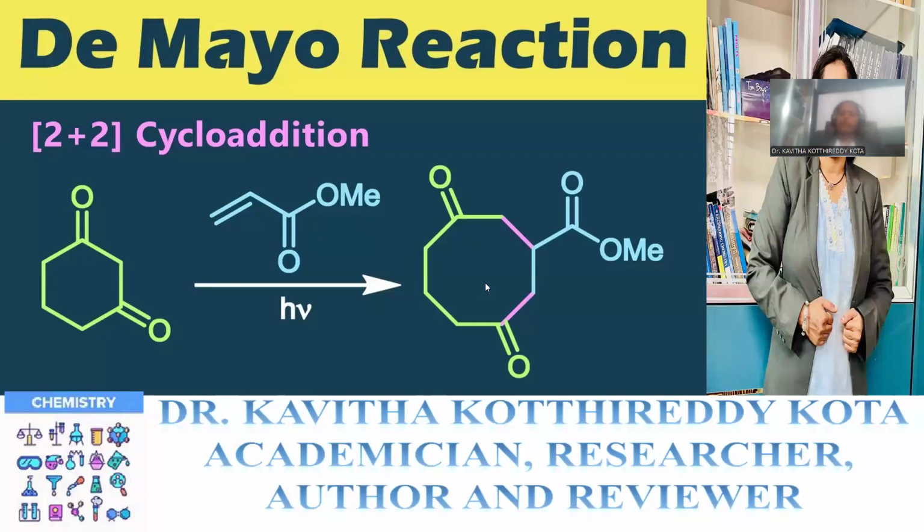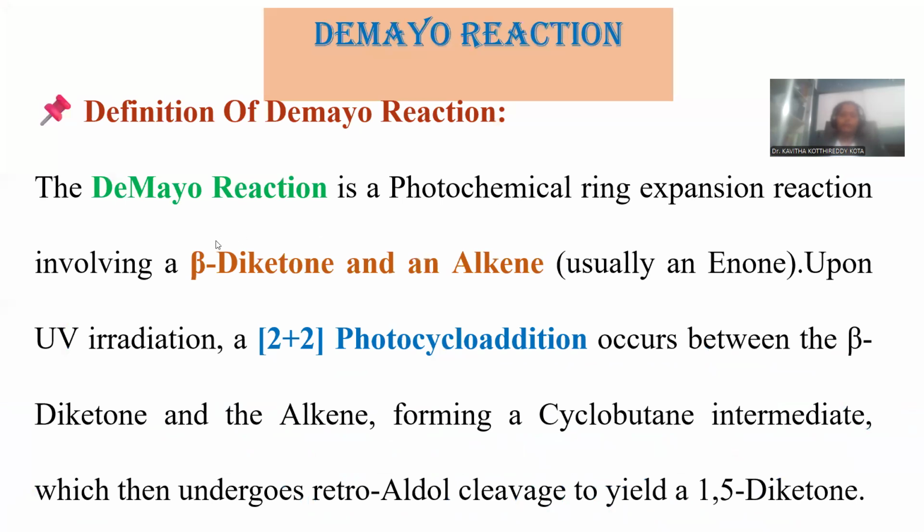So this is the concept we retrieved from the textbook authored by Dr. Kavitha Kotthireddy Kota, the textbook of organic named reactions. So let me introduce the De Mayo reaction. The De Mayo reaction is a photochemical ring expansion reaction. It takes place between a beta-diketone and an alkene.